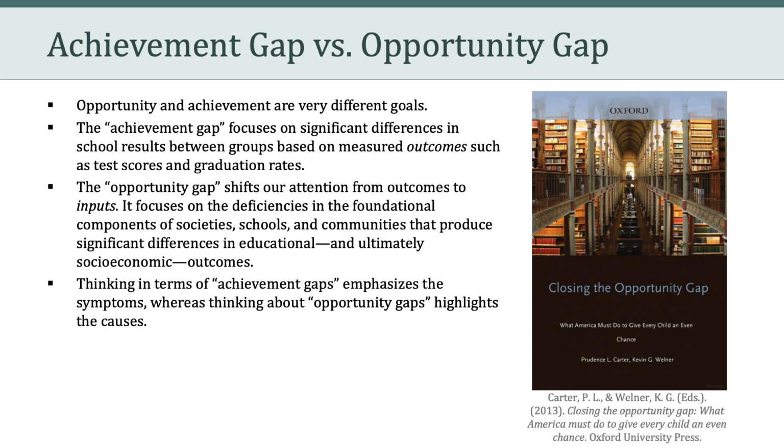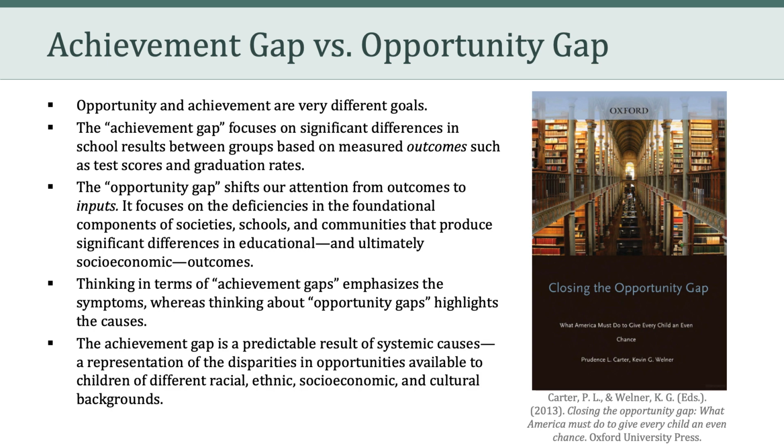A convenient way to think about it is that thinking in terms of achievement gaps emphasizes the symptoms, whereas thinking about opportunity gaps highlights the causes of those symptoms. Now, framing education in this light reveals the idea that the achievement gap is a predictable result of systemic causes. The achievement gap is a representation of the disparities in opportunities available to children of different racial, ethnic, socioeconomic, and cultural backgrounds.